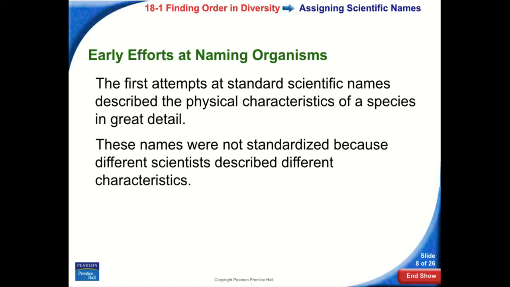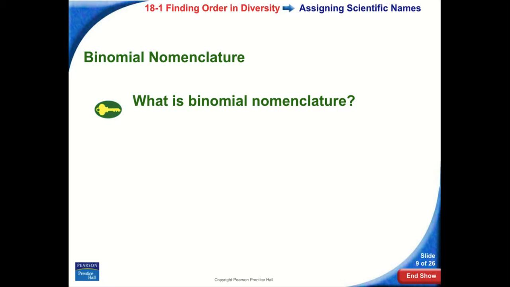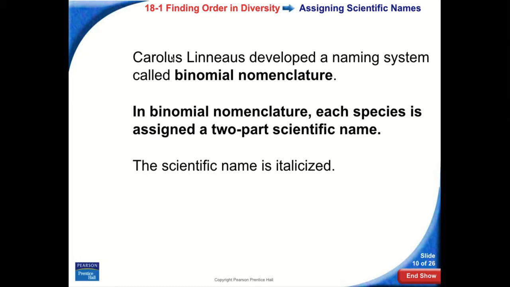And so they started off by trying to name species based on their physical characteristics. However, this was a problem because different scientists described them differently, and that means that they had different names for them. So this was not a good method at all. So they came up with this idea called binomial nomenclature, and binomial nomenclature was developed by Carolus Linnaeus, and it's a two-part scientific name. Binomial means two names, and nomenclature is a naming system. So it's a two-part, two-name naming system.